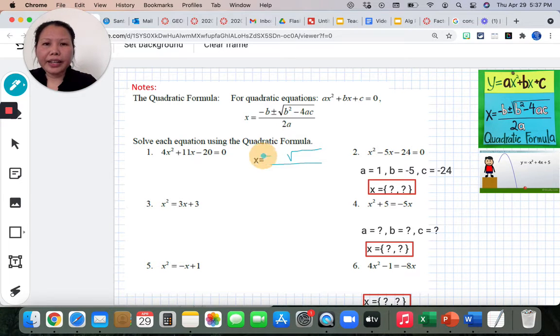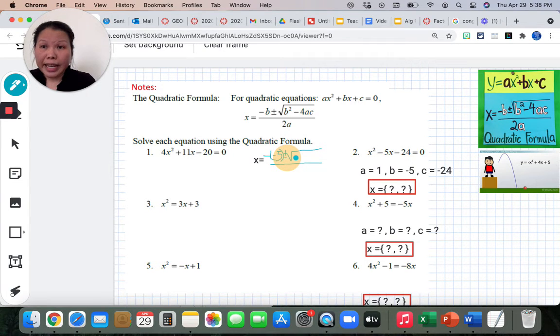The negative B is now negative negative 5. So be careful when you have a negative. It's going to change the answer to positive, right? Because one of these negatives is from the formula, and the negative 5 is substituted in for the B. Now I also have the plus or minus in between. I'm going to have to squeeze this in.